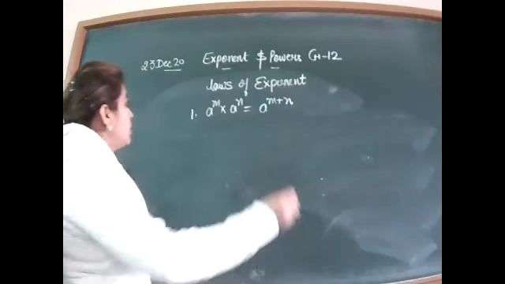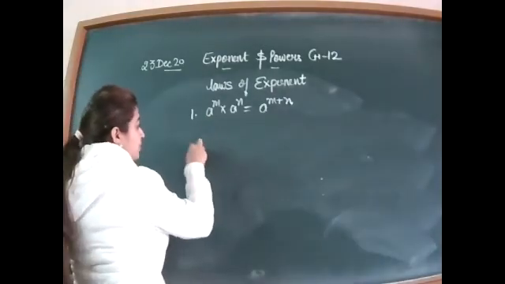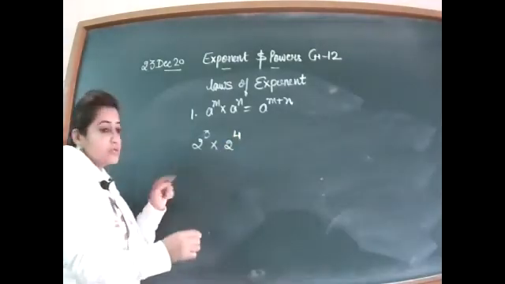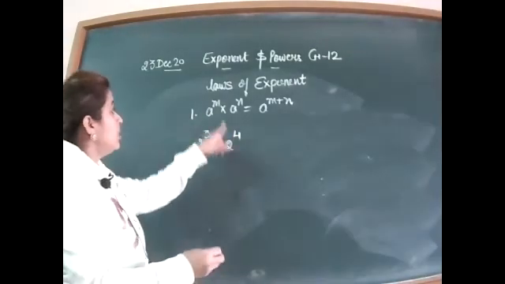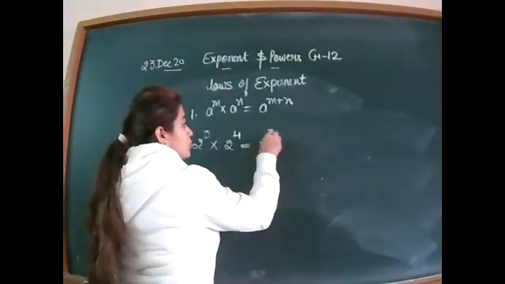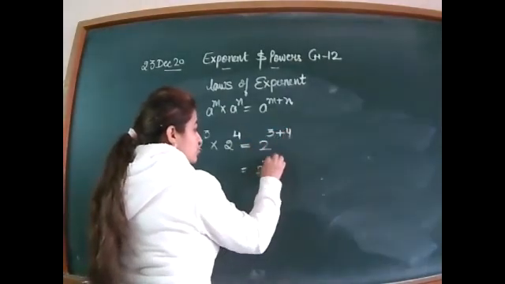This law we have already discussed in the 7th class also. So let's discuss one example related to this question. 2 raised to power 4. I have written this question. As you can see that base are same. So if you use this same law number 1, that will give you 2 raised to power 3 plus 4, that is 2 raised to power 7.